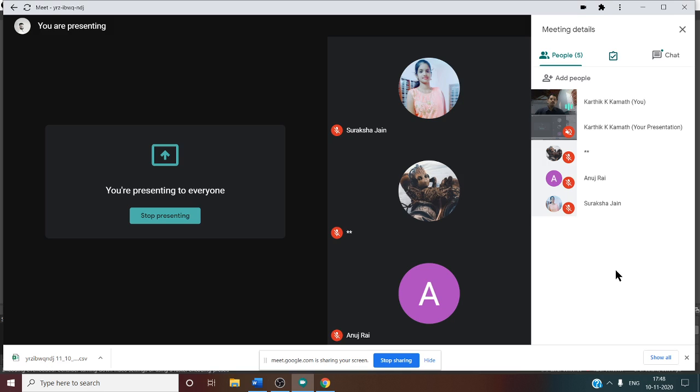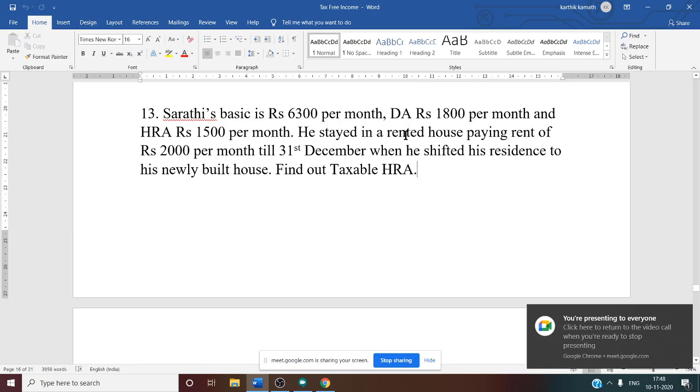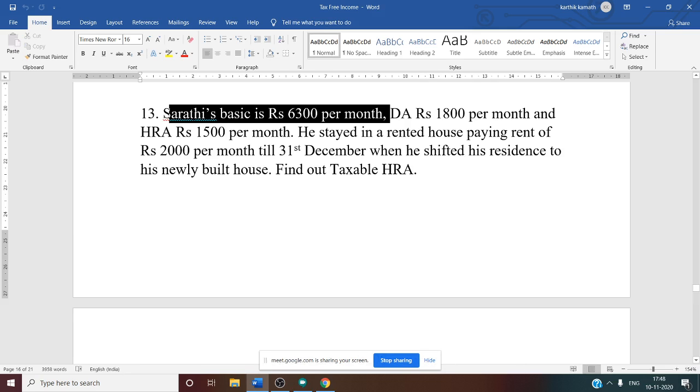So now let us discuss one more problem. This is problem number 13. Let us see problem number 13. Sarathi's basic is 6300 per month. So here, Sarathi is receiving 6300 as his salary.